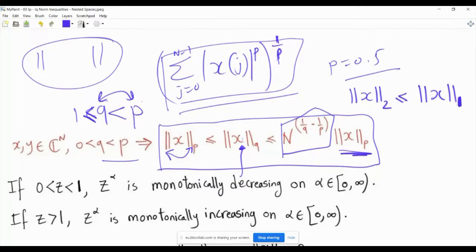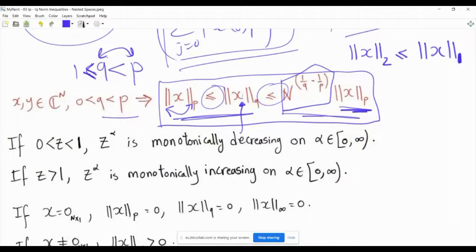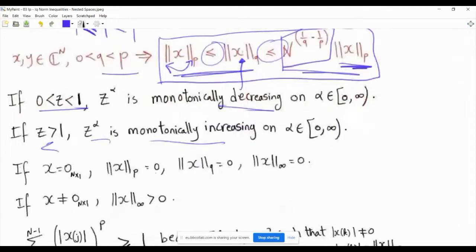So let's prove this result. It's actually two inequalities, so we need to prove this one and that one. Just as a reminder, if you have a number between 0 and 1 and you raise it to higher and higher powers, it gets smaller and smaller. For example, 1/2 to the power 2 is 1/4, to the power 3 is 1/8, and so on. If a number is greater than 1 and you raise it to higher powers, it becomes larger and larger. Just keep this in mind.